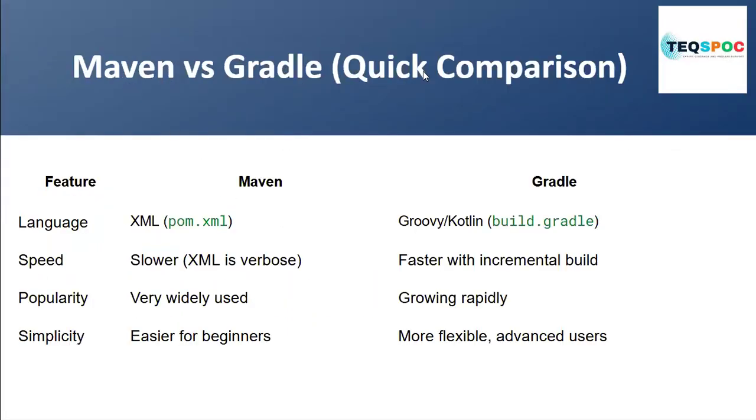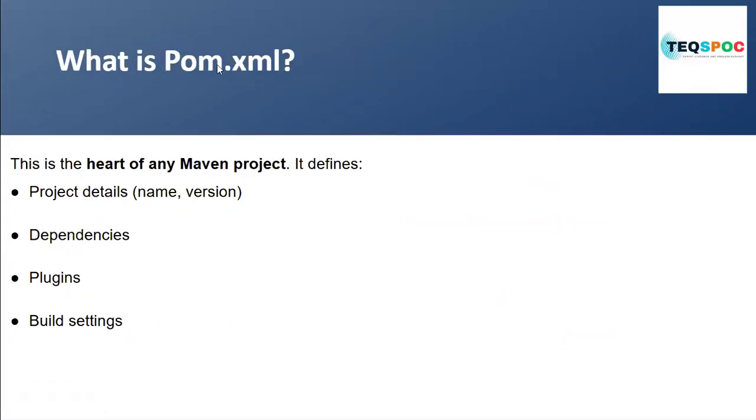So this is a quick comparison of Maven and Gradle. You can go through it from an interview perspective and for revision. Then we have seen pom.xml, where all the dependencies, plugins, project details, project version, and build settings are mentioned. Okay, and we can also change it manually.